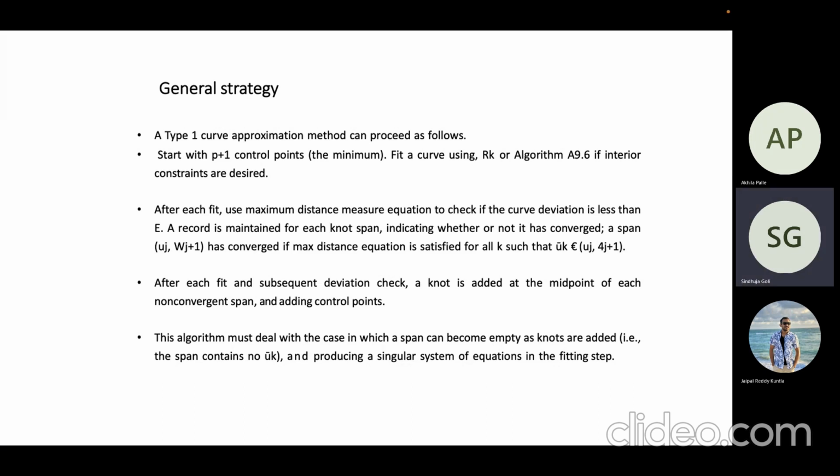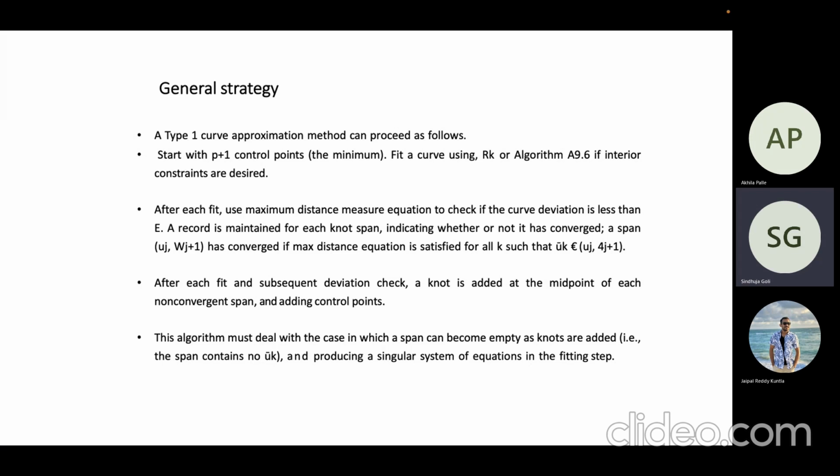A type 1 curve approximation method can proceed as follows. First, start with p plus 1 control points, which is the minimum, and then fit a curve using RK or algorithm A9.6 if interior constraints are desired. After each fit, use the maximum distance measure equation to check if the curve deviation is less than E.